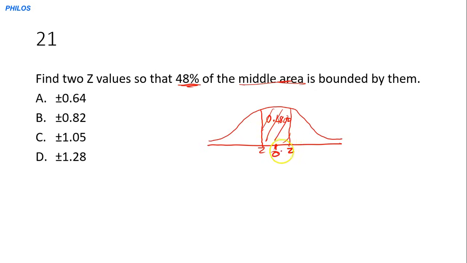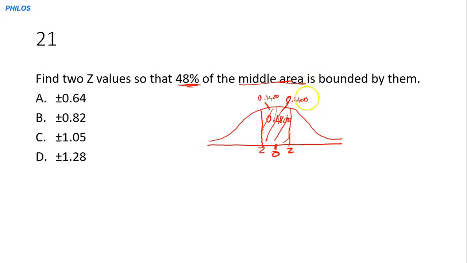The z-score that will be here will be the same as this place, but this will be positive and this will be negative. So to get it, when you divide this into 2, 0.48 divided by 2 gives you 0.2400. And this side will be 0.2400. I've divided the area by 2, so each side will be 0.24.